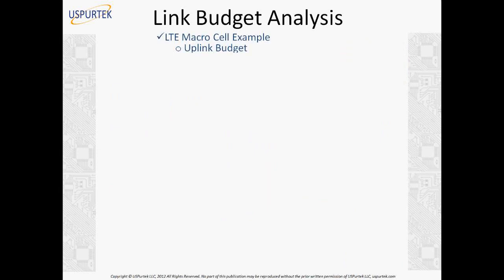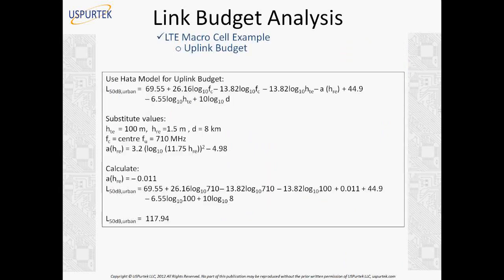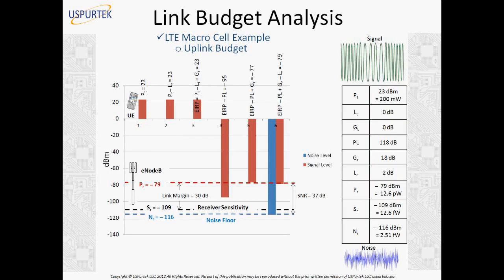Now, next we have the uplink budget. For uplink, we use the same equation again, but now the center frequency is different. It's 710 megahertz. And the path loss comes out to be almost the same, 117.94, which is again 118. So the path loss is the same for uplink and downlink in this situation, because the frequencies are not very different, it's the same scenario. However, the situation here looks different. Why? Because the handsets and the eNodeB, the transmitters, do not have the same type of power.